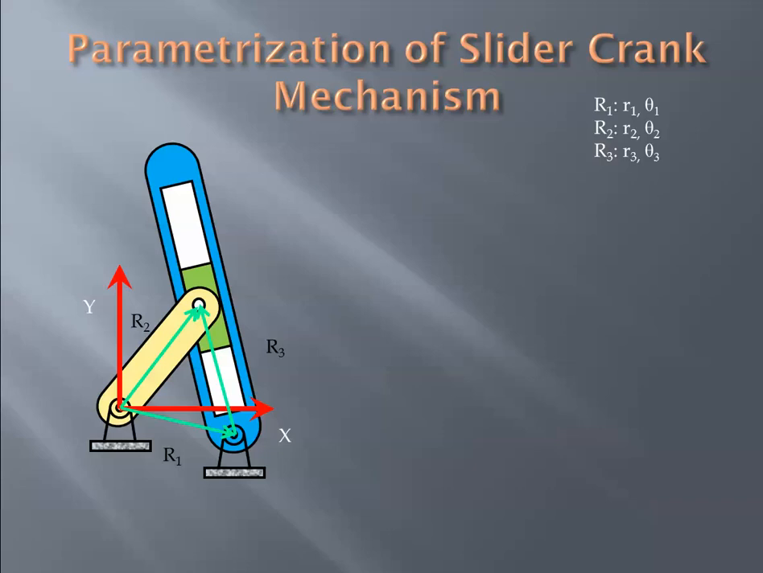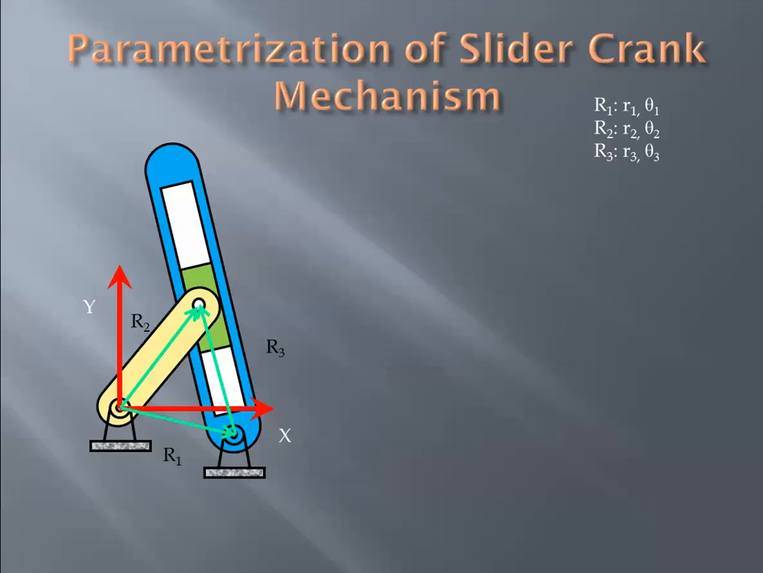Vector R2 is between the 2 pivots on the crank. Therefore, the length of the vector R2 is constant, but its angle will vary as the linkage moves. For vector R3, both the length and the angle vary. The length of R3 locates the block within the output link, and the angle of vector R3 orients the output link.